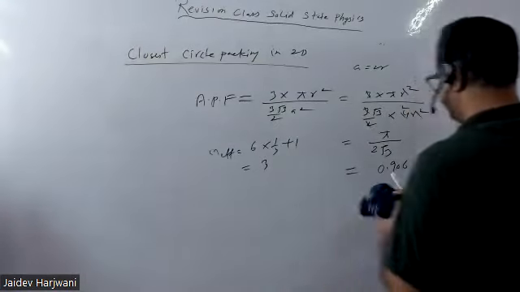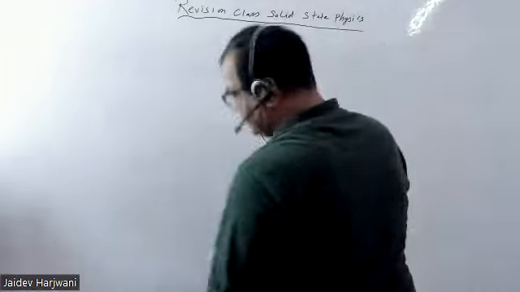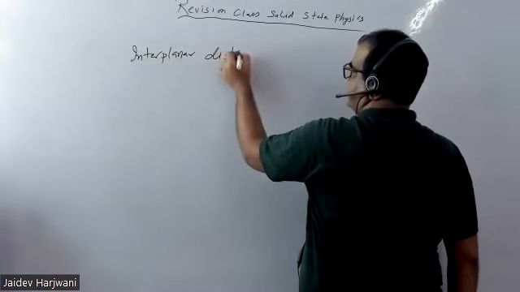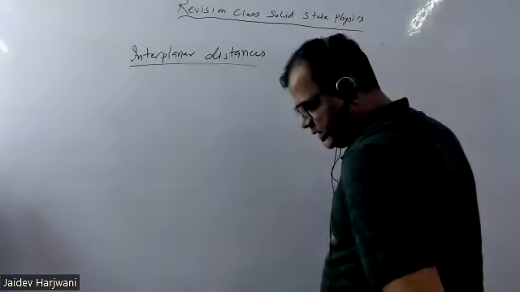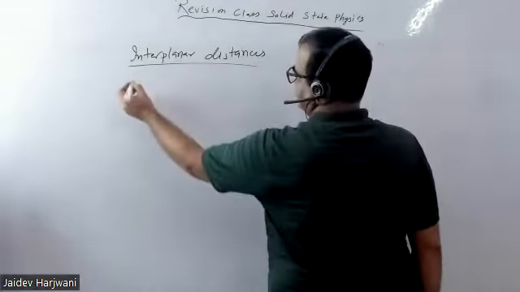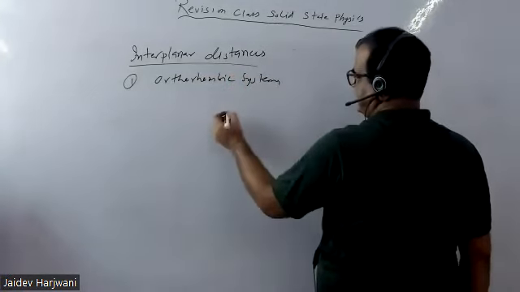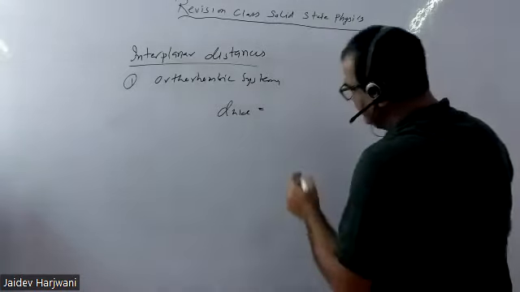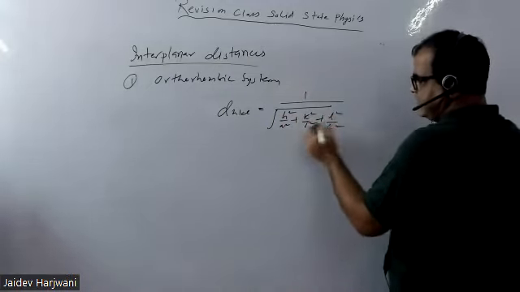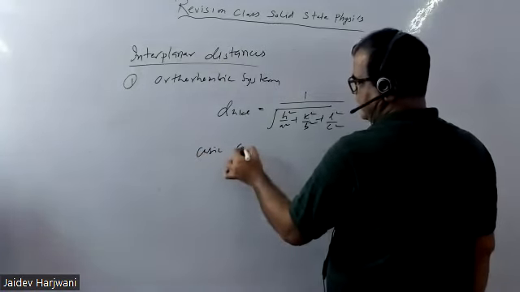Now the next is interplanar distances. So interplanar distances, you have d_hkl. d_hkl for an orthorhombic system, what is the formula? It will be 1 upon d square equals h square by a square plus k square by b square plus l square by c square. If it's an orthorhombic system, and for cubic, you can write a equal to b equal to c.